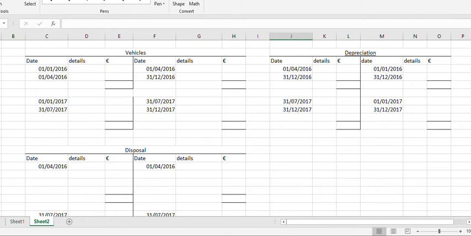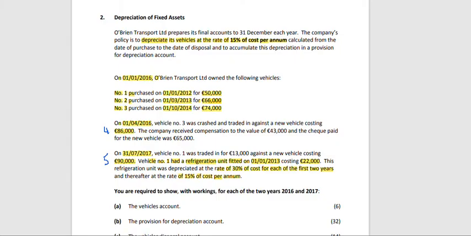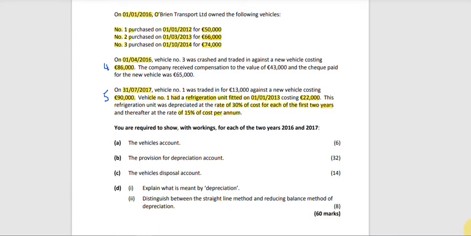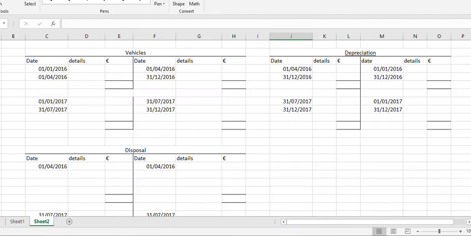So we have a vehicles account, a depreciation account, and a disposal account, which were asked for in the question. Here's the question: vehicles account, depreciation account, disposal account for 2016 and 2017. So I've already put in some dates just to speed things up, but as you go through the question you will find these dates. I'll point them out.